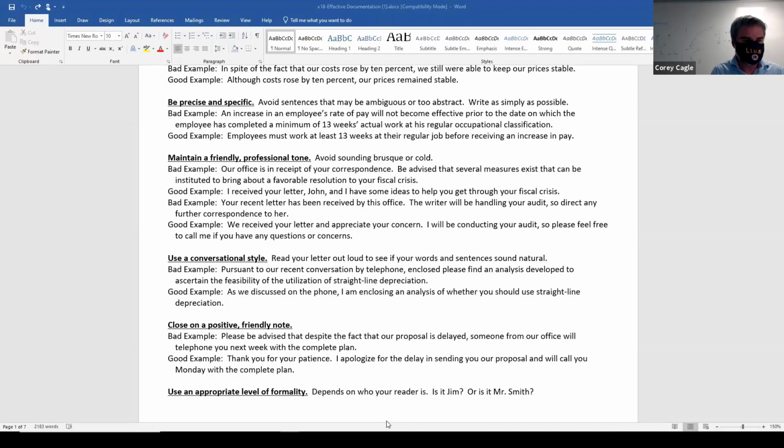Bad example. We talked about exclamation points to sound friendly. This kind of goes along with that. Bad example: Our office is in receipt of your correspondence. That's not friendly at all, right? It's not unfriendly, but it's not friendly. Nobody wants to read it like that.